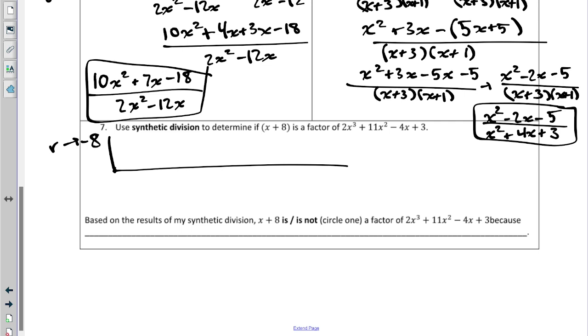Then what goes on the inside of my synthetic division, all these coefficients, all these numbers. Now we got to be careful that we don't skip any powers of x, but we don't here. We have x cubed, x squared, x, and then no x.